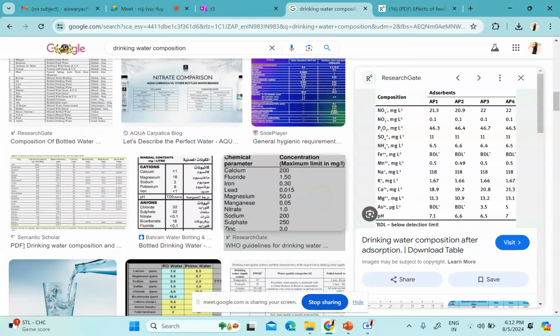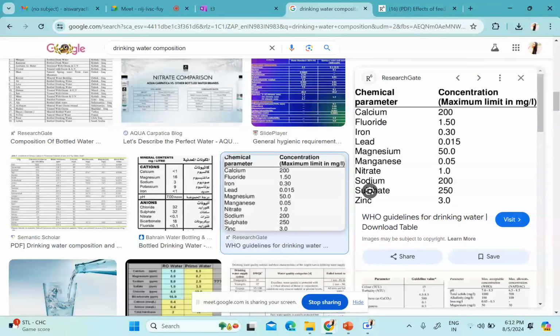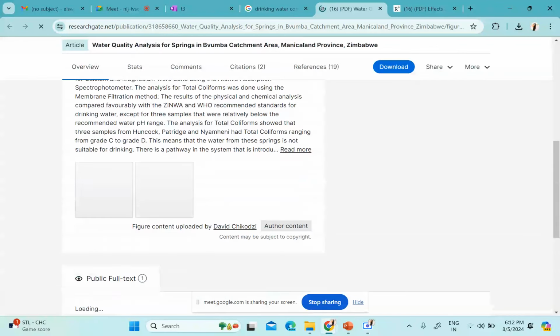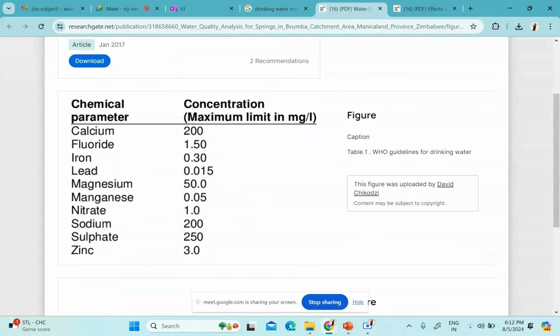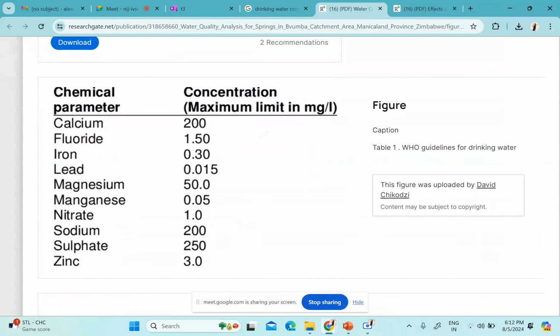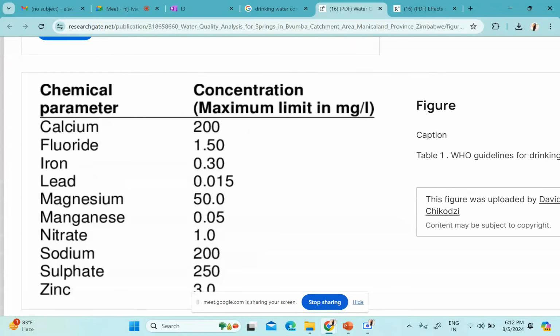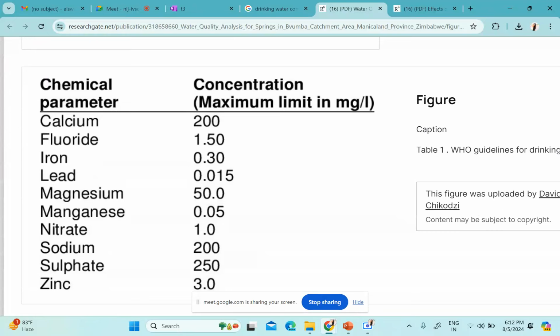This is the WHO guidelines for drinking water, which gives the maximum limit. Can you see the screen? Here you can see the normal chemicals present in drinking water: calcium, fluoride, iron, lead, magnesium, manganese, nitrate, sodium, sulfate, and zinc. This is the allowable limit. If the calcium is above 200, or 300, 400, then it becomes a contaminant. If it is present within this limit, it is not a contaminant.